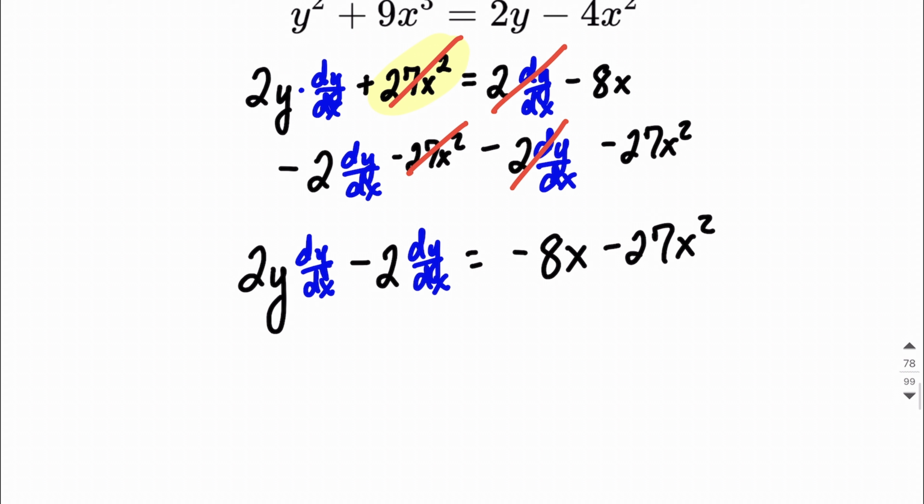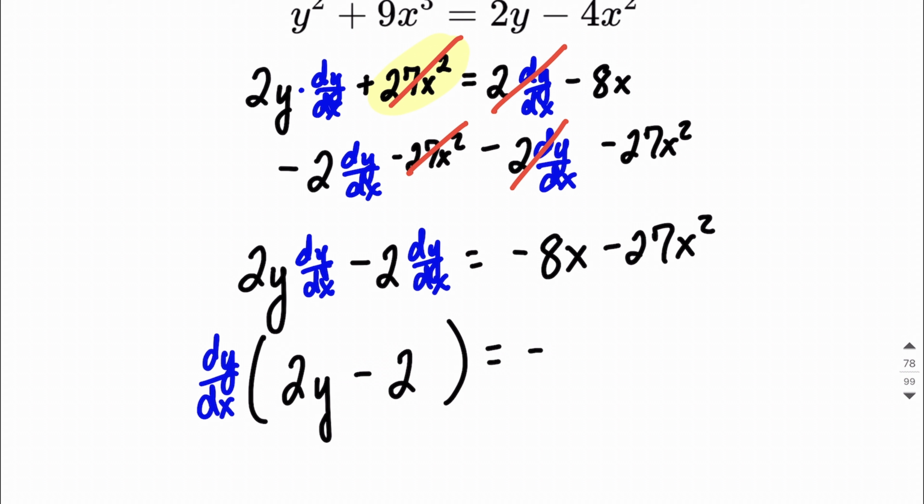All right. As you'll typically find when you're doing these problems, after you've put all the dy/dx's on one side and everything that doesn't have one on the other side, now you can say to yourself, we have a common factor on the left-hand side. It doesn't have to be the left-hand side, just on mine it happens to be that both of these terms on this side have a dy/dx. So what you can do is factor that common factor out. You'll be left in this case with 2y minus 2 equals negative 8x minus 27x squared.